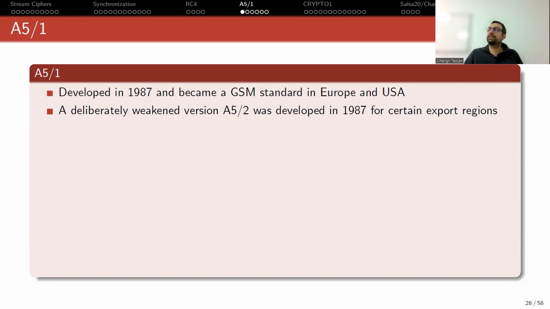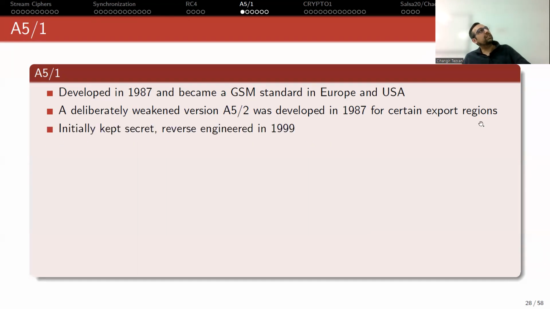This is because cryptography is also seen as a weapon, so you cannot distribute it to other countries. If you export it, there have to be some rules. At the time, the rule was to provide 40-bit security. So the weakened version has 40-bit security so that you can easily perform brute force attacks, okay? Initially kept secret, it was reverse engineered in 1999. Of course, you cannot keep this secret if you put the algorithm in every mobile phone, right? Somebody will reverse engineer it.